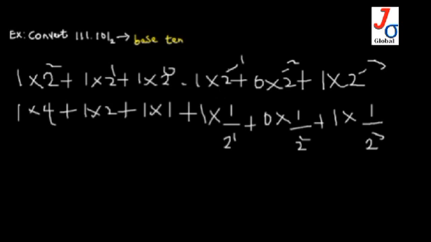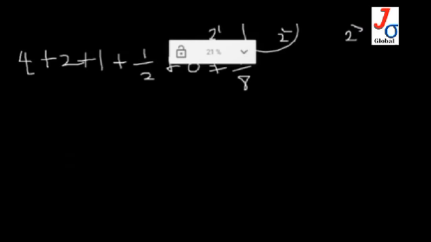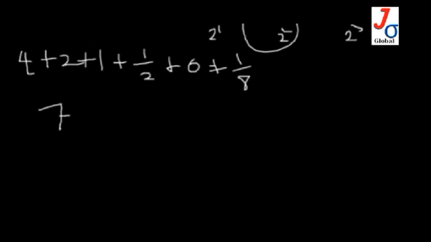All right, so let's continue that to be 4 plus 2 plus 1 plus 1 over 2 plus 1 over 4. Sorry, not 1 over 4, because 0 multiplied by all of this will give us 0, plus 1 over 8. 2 raised to the power 3 is 8. So then we're going to have 4 plus 2 plus 1, that's 7. Then plus, let's take the LCM of this, that's 8. 8 divided by 2 is 4. 4 times 1 is 4. Plus 8 divided by 8 is 1. 1 times 1 is 1.